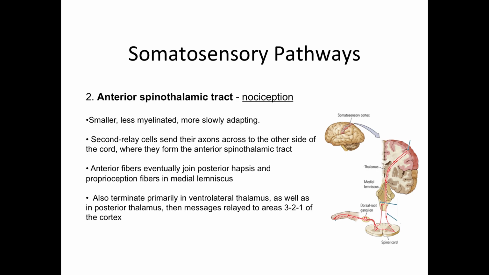These anterior fibers will eventually join the posterior haptic and proprioception fibers in the medial lemniscus, so they join up right here. And then they will also terminate primarily in the ventrolateral thalamus, but they also have some projections to the posterior thalamus. And then these messages are relayed to S1, or the primary somatosensory cortex.